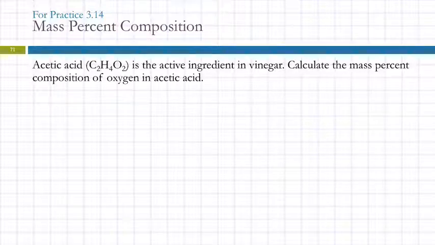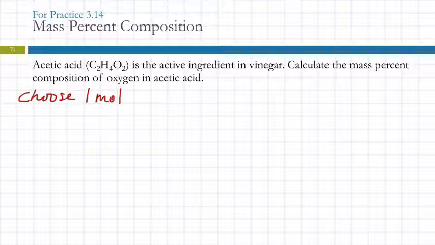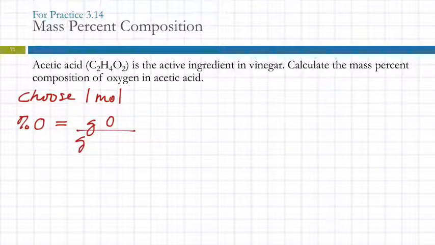So we have to just choose an amount. We've got this formula, so we can calculate. So what's easiest is to choose a mole. We said, well, I'm going to do this calculation for 1 mole of acetic acid. That makes the calculations easier. So we're just going to choose 1 mole. So we're looking for oxygen. The percent of oxygen is equal to the grams of oxygen divided by the grams of the whole thing times 100.